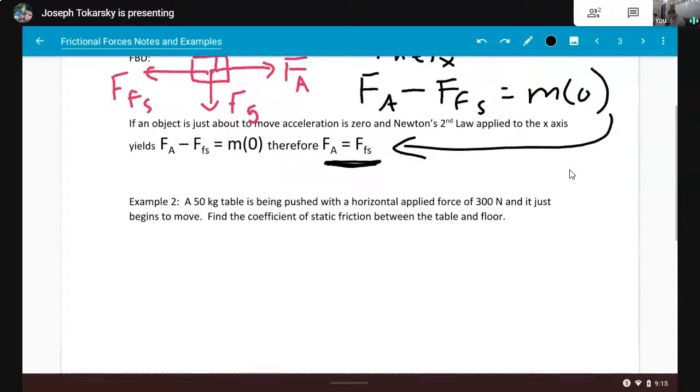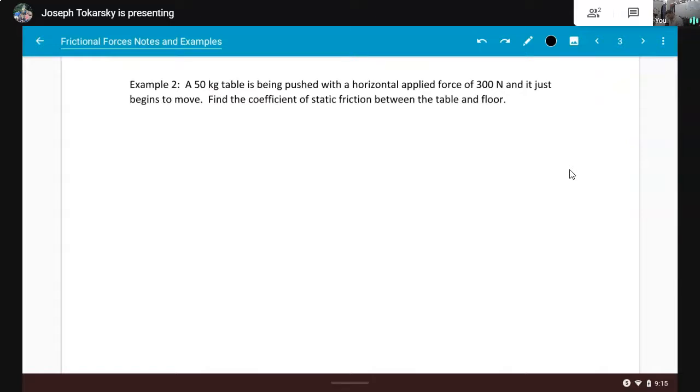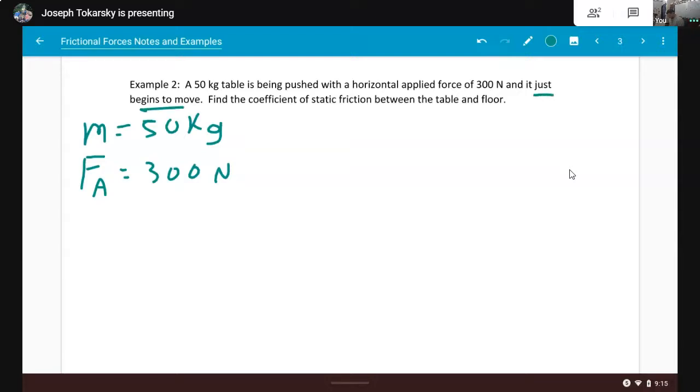So now let's go and do this on an example problem. So we'll have the mass given again, a 50 kilogram table in this case we're going to push. This time we're going to be given the applied force. I know that I'm pushing with 300 newtons, and it just begins to move. So that's important there. Just begins to move. Just starts moving. Any wording like that still means a is 0. Remember, a is 0 when you're not moving or just about to break into motion, and a is 0 when you're at constant motion, constant speed, like in the last problem.